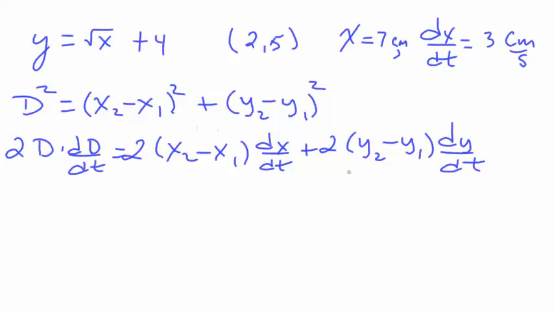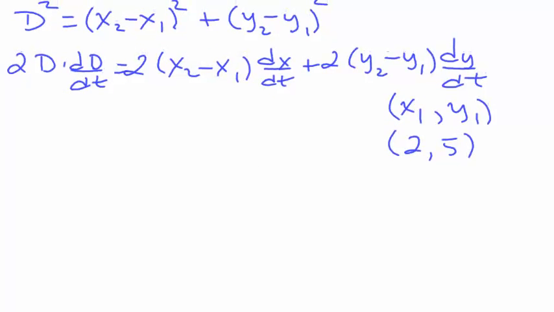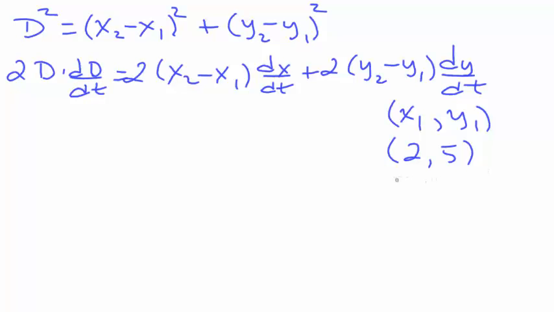Alright, so let's see. First off, we need to identify our ordered pairs, and we'll just do that right here. We have x1 and y1. Who's that going to be? Well, let's let that be this point here, so (2, 5). And then we're going to need our x2 and our y2. They gave us what that x value is going to be, and that was 7.